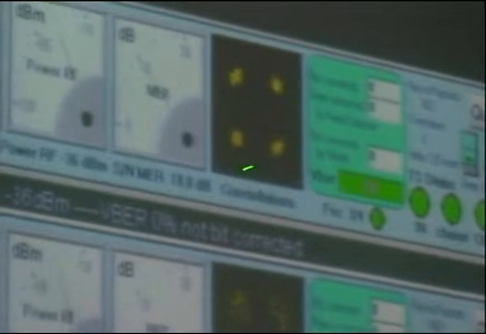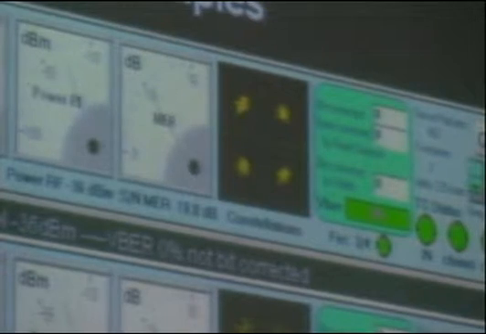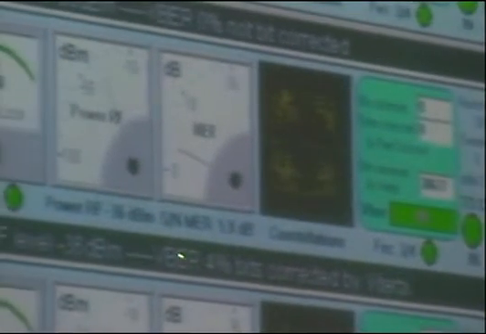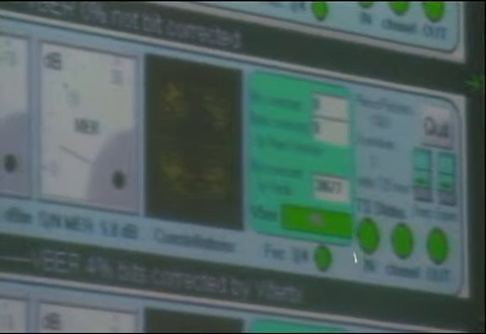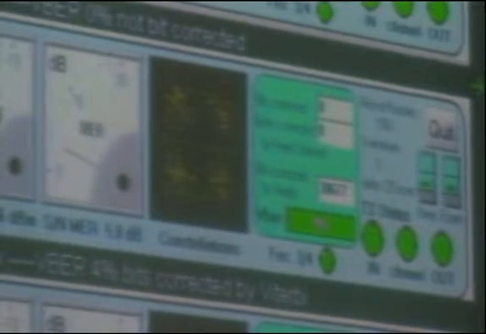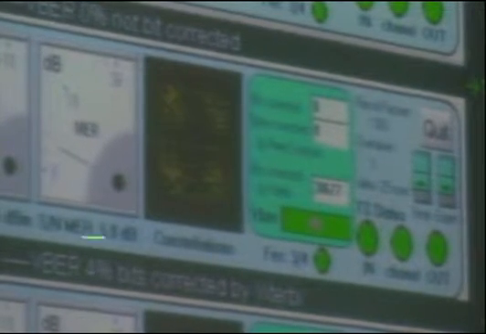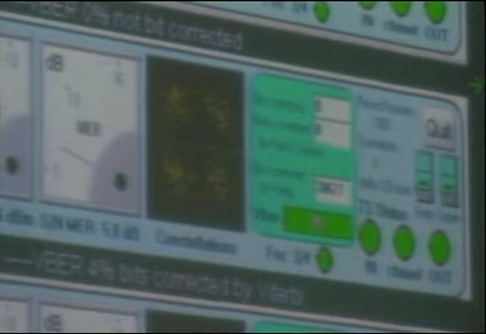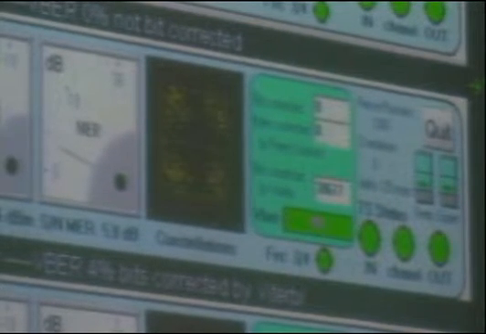18 dB, the constellation. Nothing to say, no error. Now, I reach 5.8 dB. This is the constellation. And you can see the Viterbi decoder is working. The Viterbi decoder is correcting some bits. And the video is always good. You don't see anything on the video at this step.